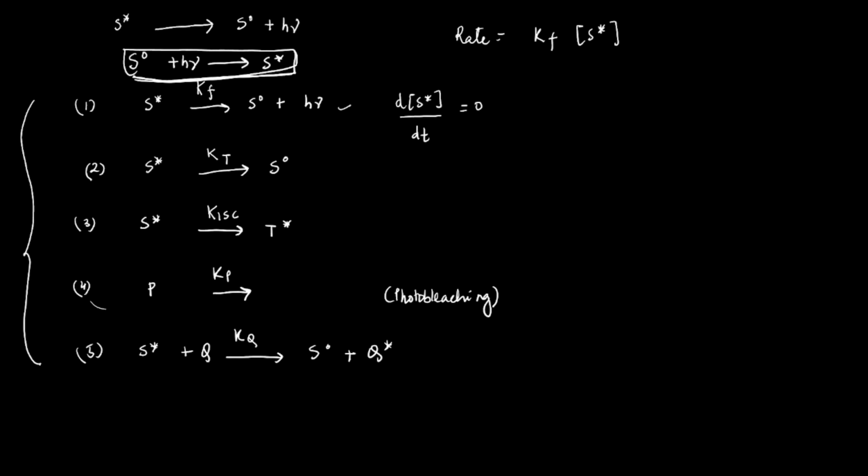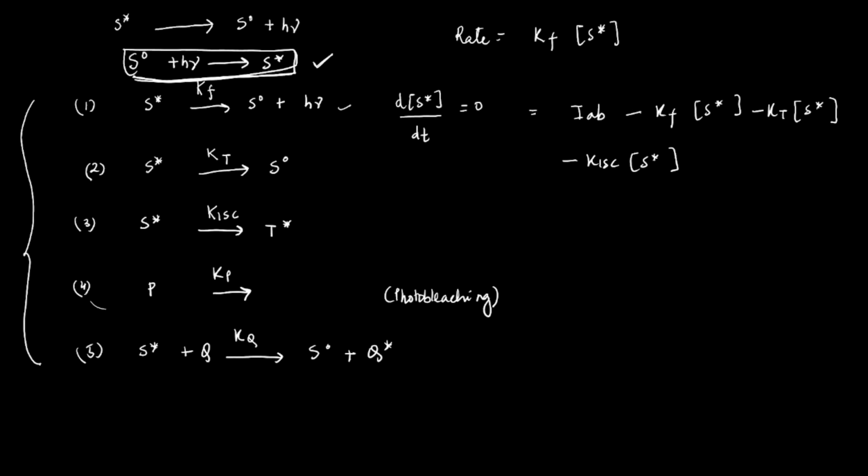So if this is the first step, all I need to do is find the steady state approximation on S star. S star is present over here. The first step is always I absorption. Clear? Next, minus Kf S star, minus Kt S star. I hope you are all clear with the steady state approximation. Then minus Kisc S star. That's how we can write this process.